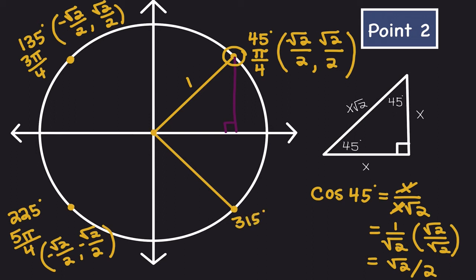2 pi is the same as 8 pi over 4. We're going to dial it back a pi over 4. This is 7 pi over 4. And I like to put the little line in my 7. That's just what I do.